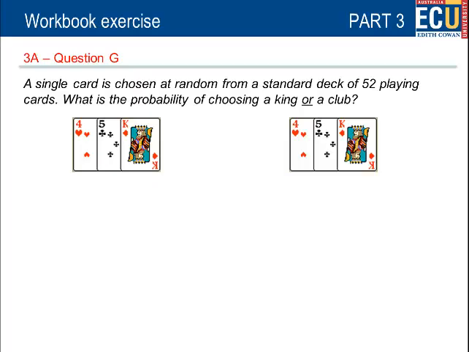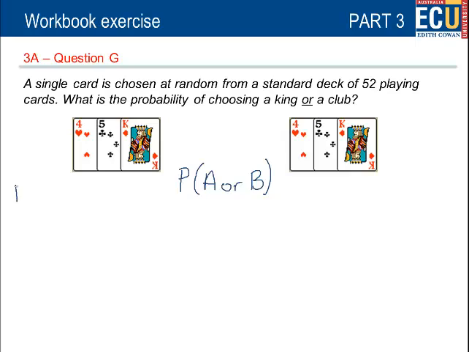Let's work through workbook exercise 3A, question G. A single card is chosen at random from a standard deck of 52 playing cards. What is the probability of choosing a king or a club? So what we need to find out here is, what is the probability of event A or event B occurring?